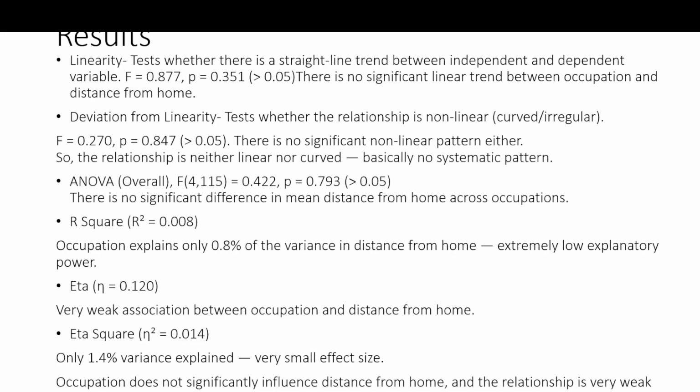So friends, in this way, you can compute the mean statistics for one dependent variable for different categories of an independent variable. Once you calculate the mean, SPSS also gives you the results of three major statistics, that is ANOVA, R square, eta and eta square, and the linearity and deviation from linearity results. I hope you understood this mean analysis.